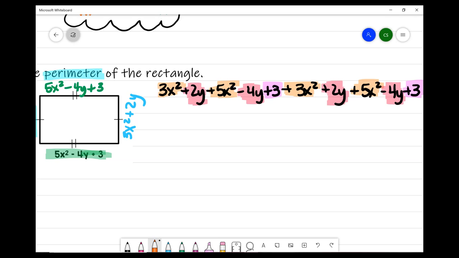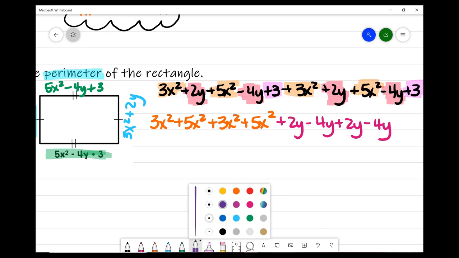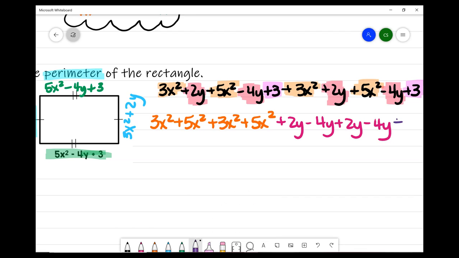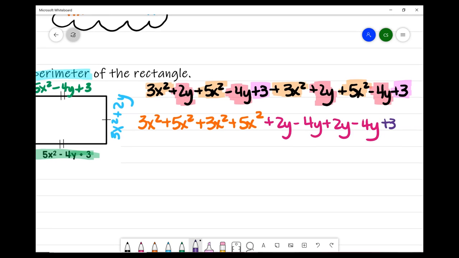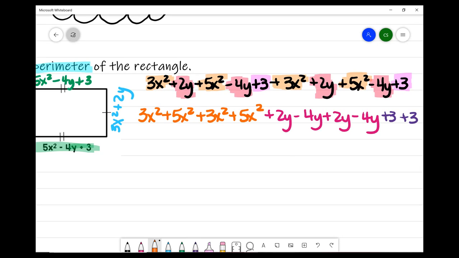Now I can combine my like terms. So I have 3x squared plus 5x squared plus 3x squared plus 5x squared plus 2y minus 4y plus 2y minus 4y plus 3 plus 3. Remember, now all my like terms are grouped up. All I'm looking at is the coefficients.